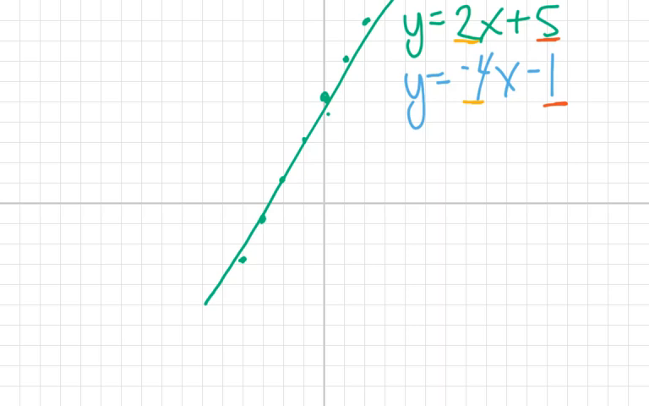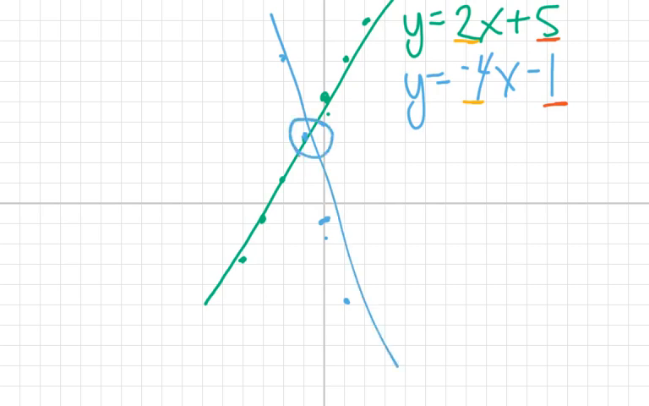Now I'm going to graph my second one. So this one says I start at negative 1, so I start all the way down at negative 1. And my slope is down 4 over 1. So down 1, 2, 3, 4 over 1. Well, if I keep going this way, I'm not going to see where they meet. So instead of going down and right, I'm going to go up and left. And you guys can actually see right here is where they intersect.